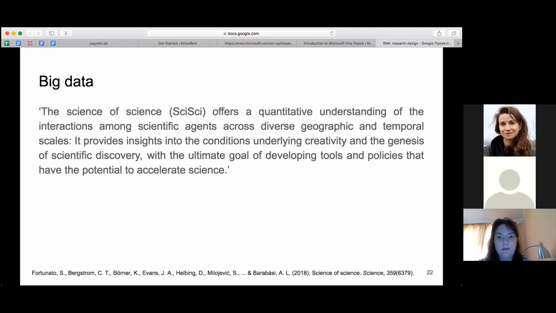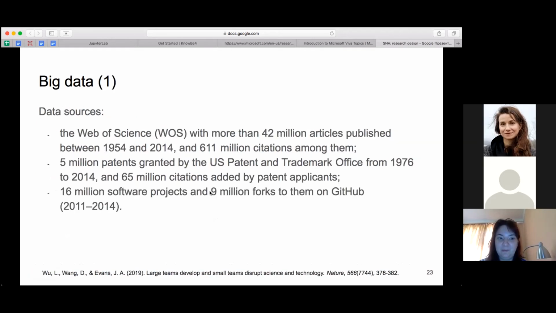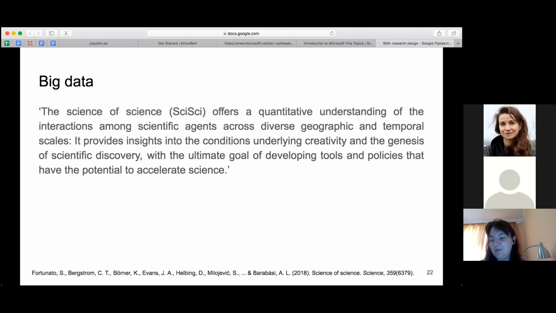And I think we have the last topic that I wanted to cover, and this is what I would like to say about big data. Big data is what we usually think about when we're talking about computational social science. I would like to speak a bit about the science of science. To my mind, this is one of the hottest topics in computational social science at this moment.